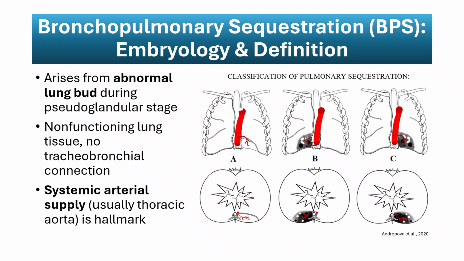Intralobar sequestrations are integrated within normal lung tissue, drain via the pulmonary veins, and often present later in childhood with recurrent infections. Extralobar sequestrations are encased in their own pleura, frequently located near the diaphragm, and drain into systemic veins. These are more often associated with other congenital anomalies, including congenital diaphragmatic hernia, cardiac defects, or genitourinary malformations. Understanding the embryologic origin and vascular characteristics is critical for accurate diagnosis, prenatal risk assessment, and surgical planning to prevent complications such as infection, hemorrhage, or respiratory compromise.